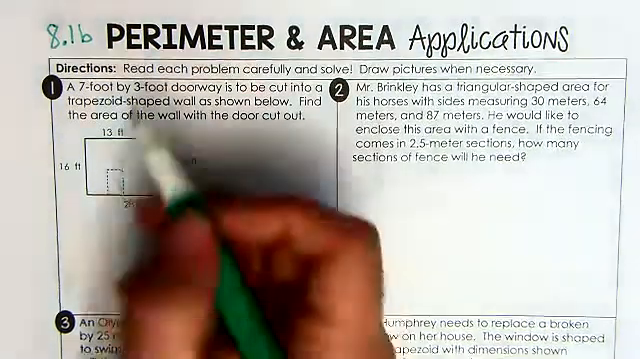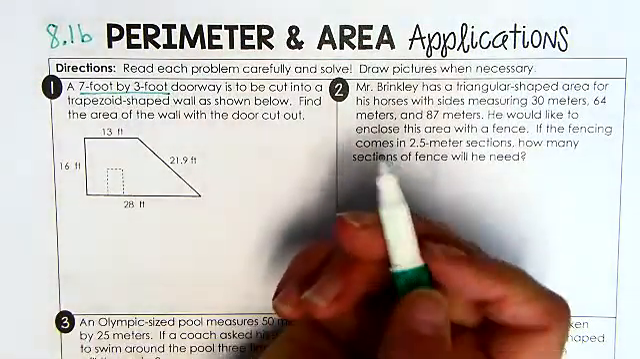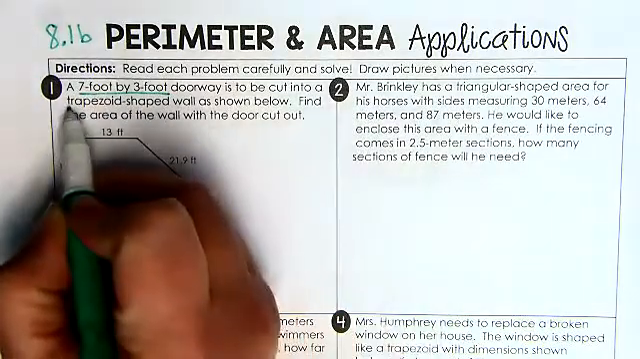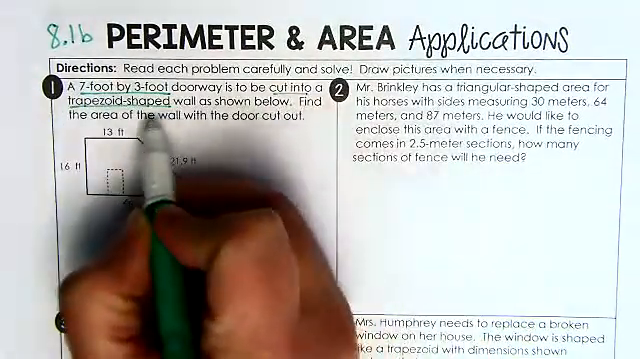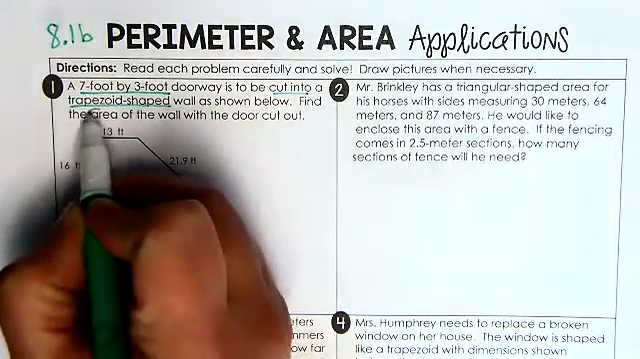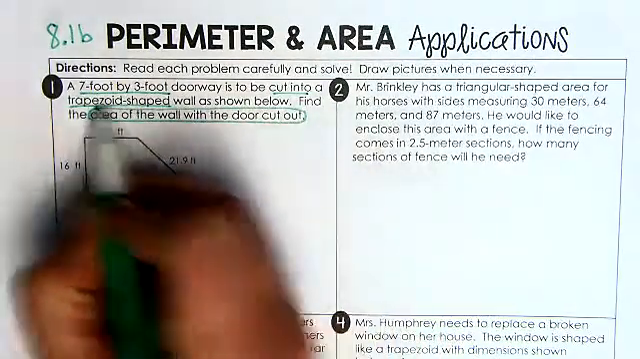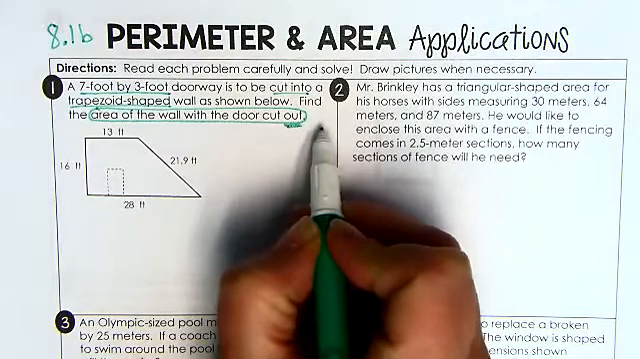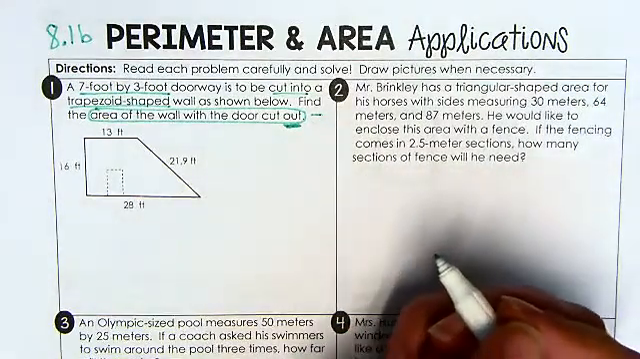It says a 7-foot by 3-foot doorway is to be cut into a trapezoid shaped wall as shown below. Find the area of the wall with the door cut out. Ooh, cut out. That means I'm taking it away. So that means I'm going to subtract that door out.